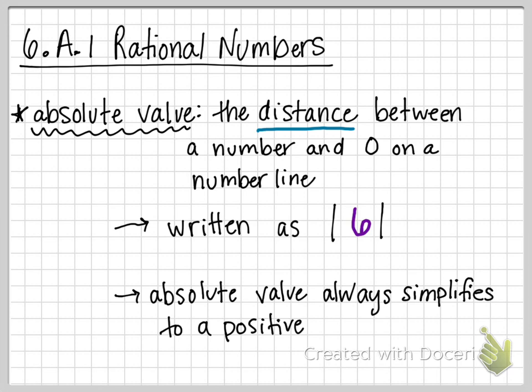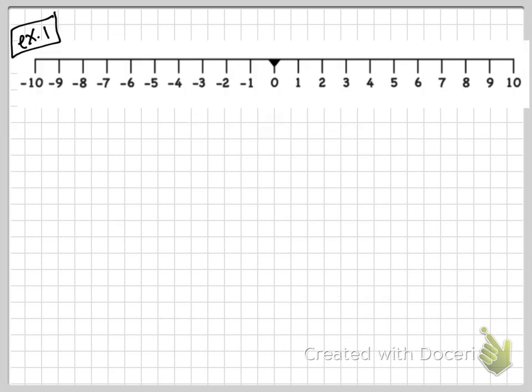Remember that absolute value always simplifies to a positive number because the distance is always a positive amount. The distance from one place to the other will be a positive number. So absolute value will simplify to a positive. Let's do a couple examples just to refresh our memory. The number line can be helpful for this because it can help you see where numbers are and how far they are from 0. For example, this one says find the absolute value of -3.